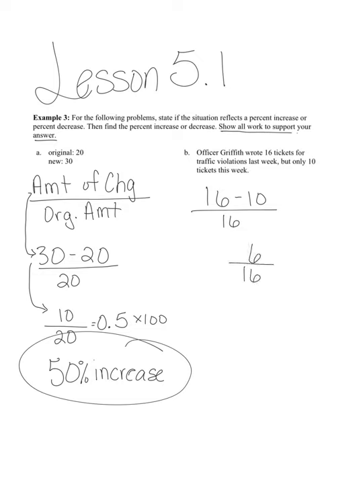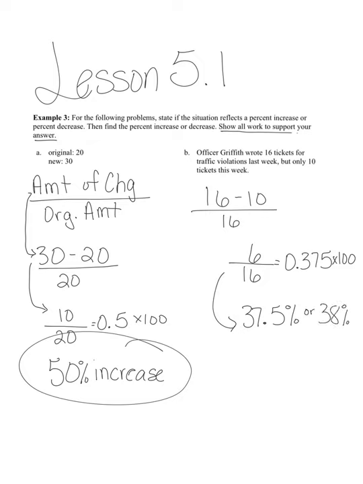Original amount is 16. 6 divided by 16, using my calculator, comes out to 0.375. And again, to turn our decimal into a percent, we're going to multiply it by 100. So as a percent, my decimal point moves over 2 places to the right, and it becomes 37.5%. Now we can round this to the nearest whole percent, which would be 38%.